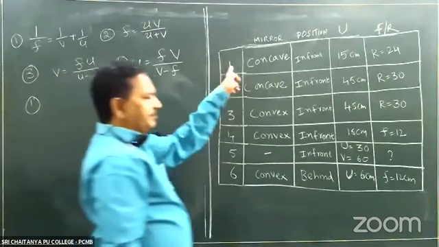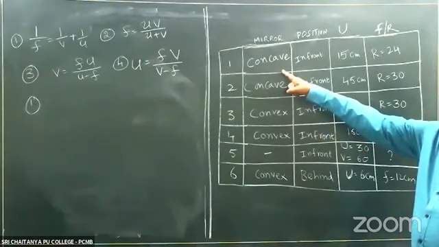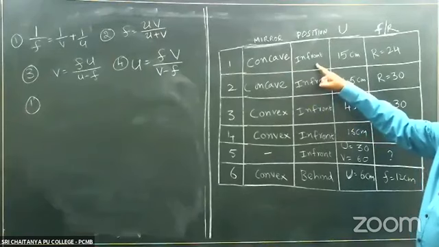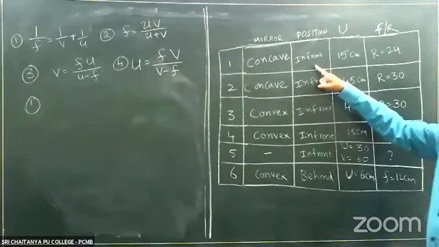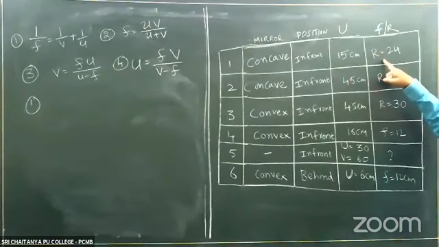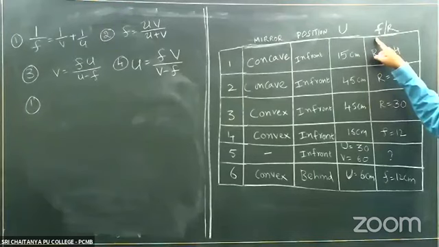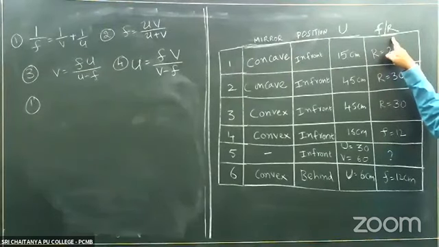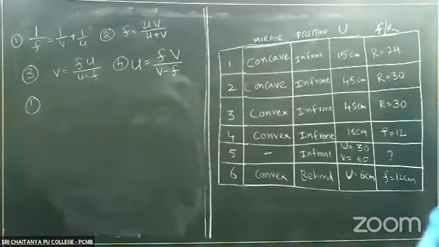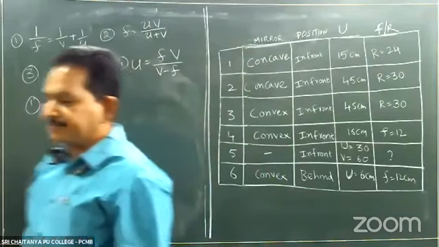First problem. There is a concave mirror. In front of the concave mirror, an object is kept at a distance of 15 centimeters. And the focal length or radius of curvature of that mirror is 24 centimeters. F or R: F means focal length, R means radius of curvature. Any one will be given. You are asked to calculate the V value, the position of the image, and also the nature of the image.